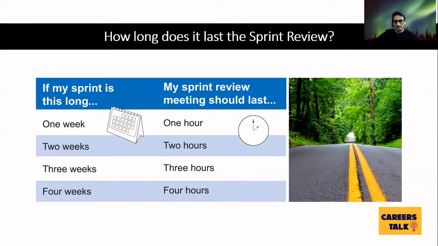And how long is the duration of a sprint review meeting? The duration of a sprint review meeting totally depends on the length of the sprint. As the length of the sprint is time boxed, so is the length of the sprint review meeting. If the sprint length is 1 week, this meeting should not be more than 1 hour. For 2 weeks, this meeting should not be more than 2 hours. For 3 weeks of sprint, this meeting should not exceed 3 hours. Likewise, for 4 weeks, this meeting should not be more than 4 hours.